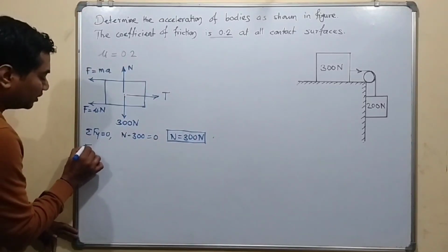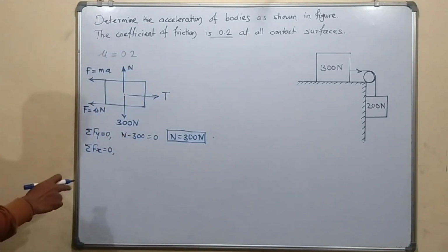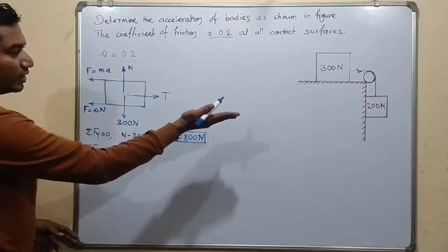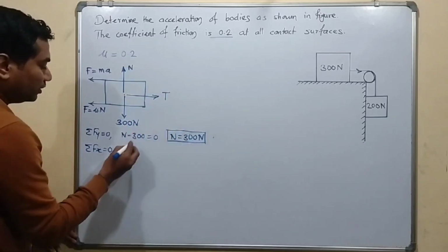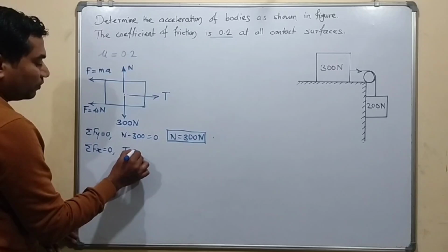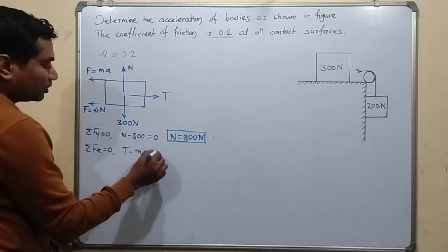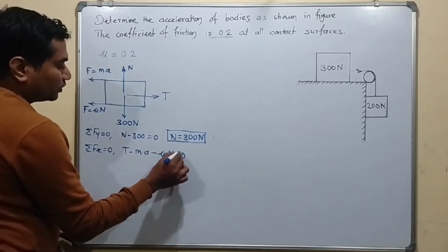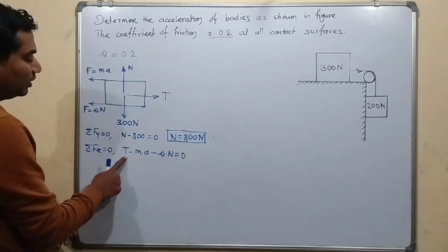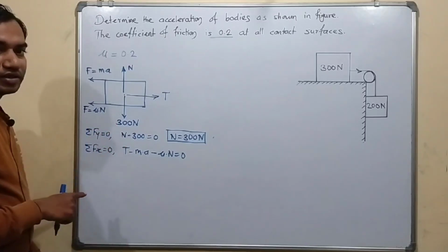Then the second equilibrium condition, that is summation of Fx equal to 0. All the horizontal forces we have to consider in the summation of horizontal forces. Towards the right is positive, towards the left is negative. So T minus the inertia force, mass into acceleration, minus the frictional force, that is mu into N, is equal to 0. Mu is given here as 0.2, the normal reaction we have calculated, T is unknown, acceleration is unknown, and mass is nothing but weight divided by acceleration due to gravity.